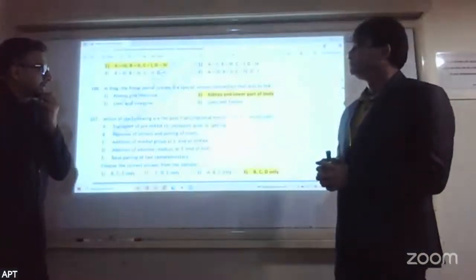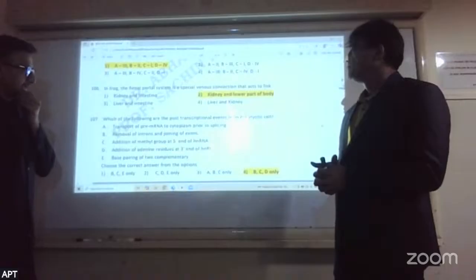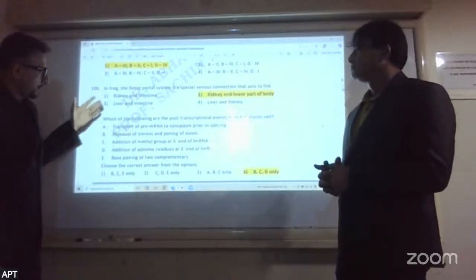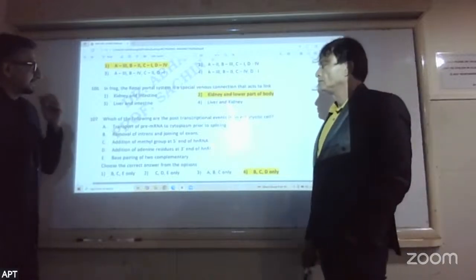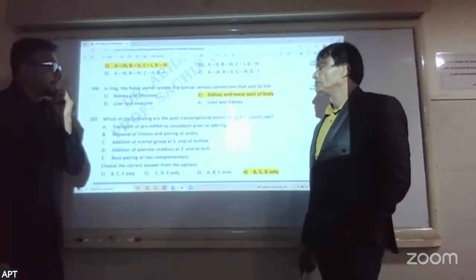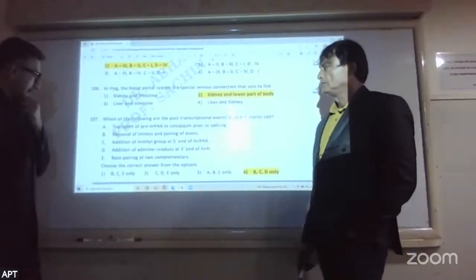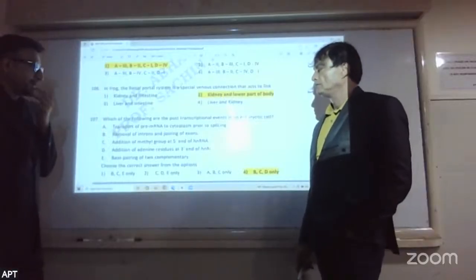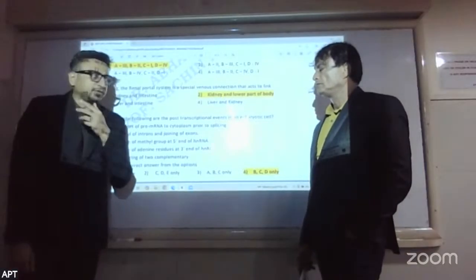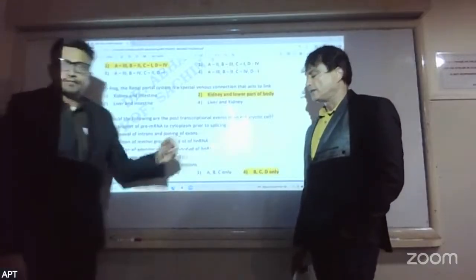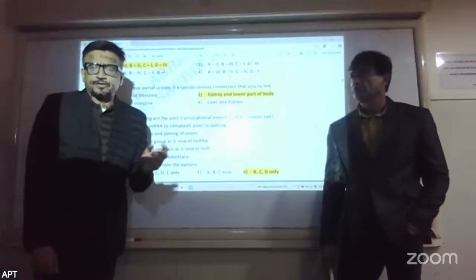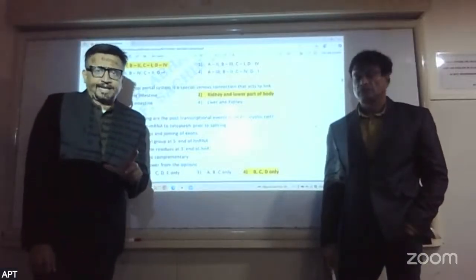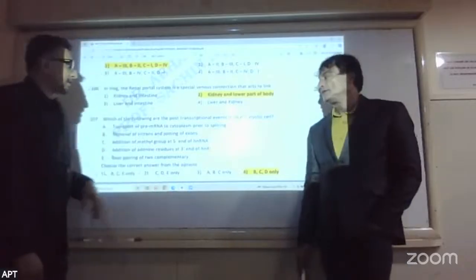Which of the following are the post-transcriptional events in a eukaryotic cell? If you go one by one, the answer is B plus C plus D. Transport of pre-mRNA to cytoplasm prior to splicing is wrong. And E, base pairing of 2 complementary, that's wrong. Correct? So 2 obviously wrong, 3 are correct. So I think alternative 4 should go. Again, NCERT based. Yes, 5 statements you have to assess, true and false. So we'll take some time, but the question is not difficult. Can we go ahead?